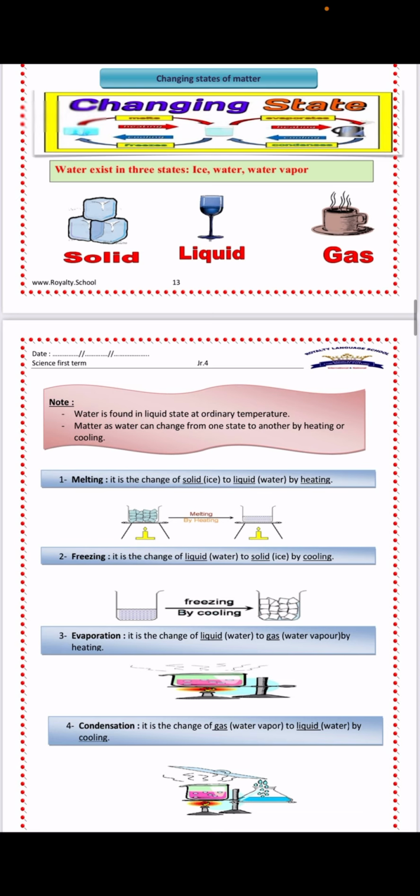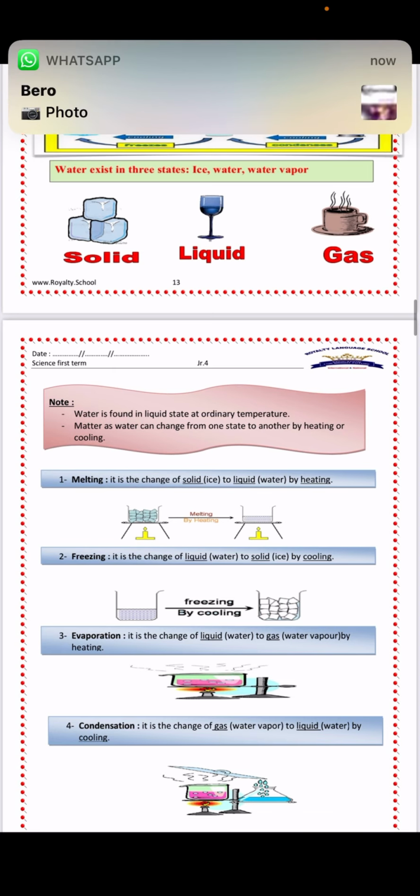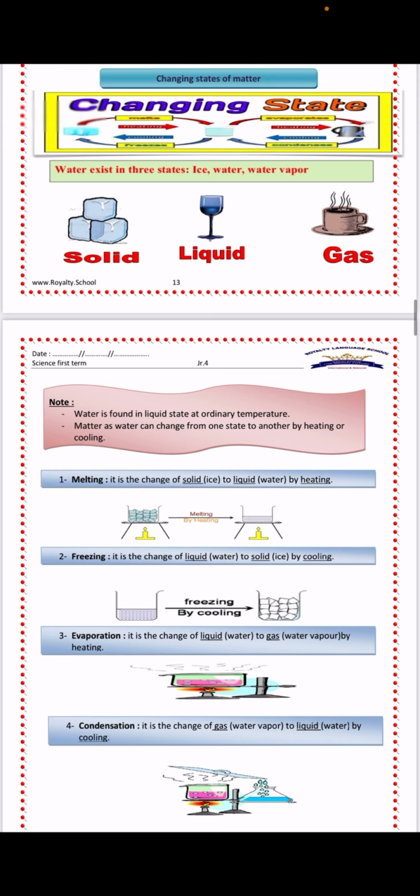Water is found in the liquid state at ordinary temperature. Matter such as water can change from one state to another. It changes from one state to another in two ways: by heating or by cooling. If we have a piece of ice and put it on the flame, by heating, the piece of ice will change into water.